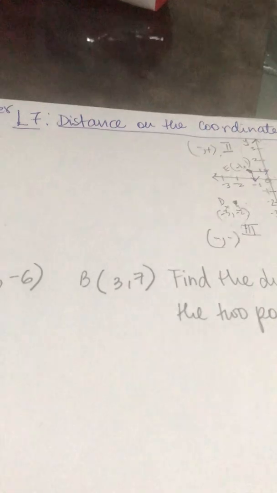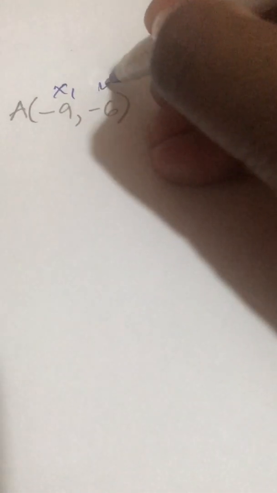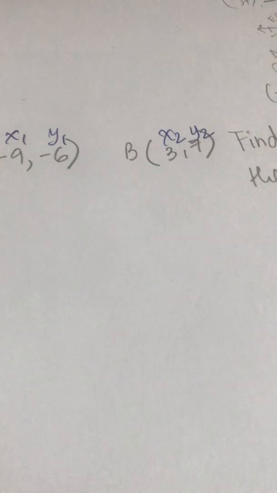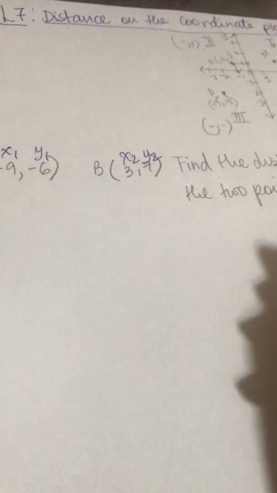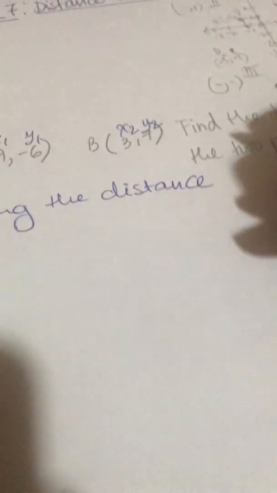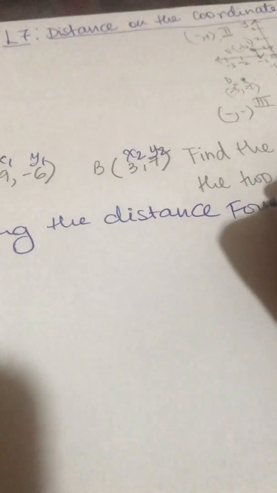So step 1 would be to label x1, y1, x2, y2. That is step 1. Step 2 will be, now you're going to use the distance formula. So you will say, using the distance formula.